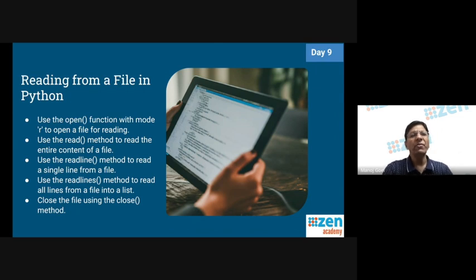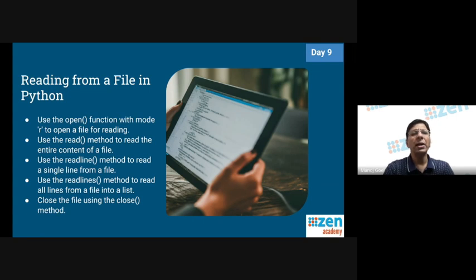In order to read from a file, we use again the open function. First of all, you will be opening the file, but this time we will not open in the W mode. For creating the file, we open in the W mode, but for reading from the file, we use the R mode. Okay, so we do read only mode.